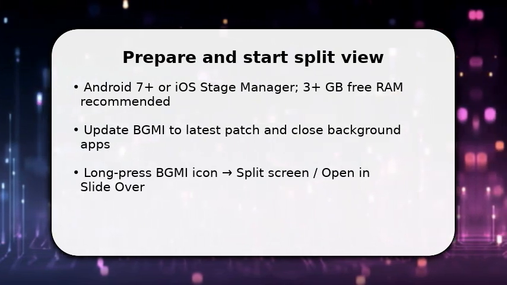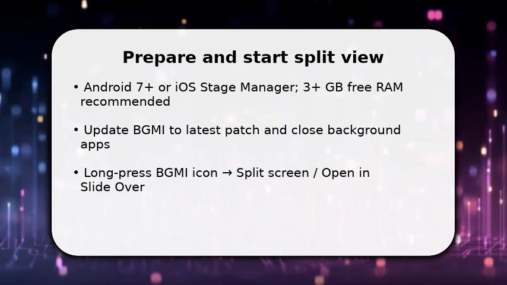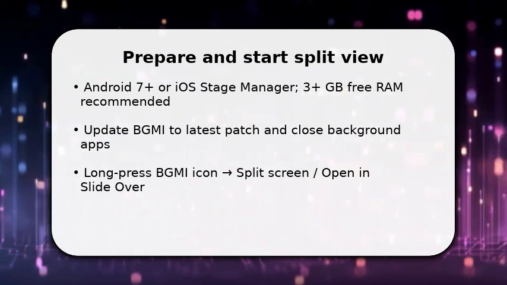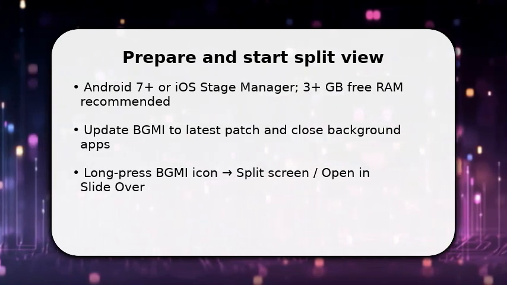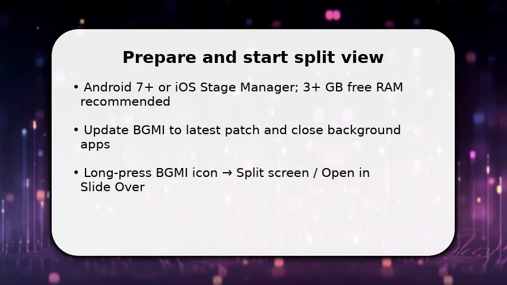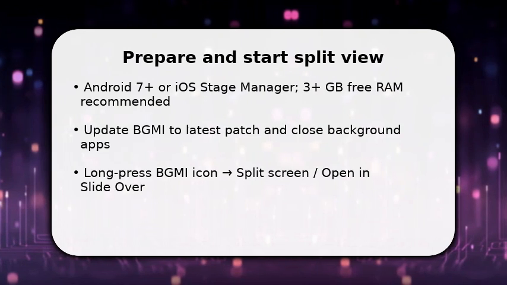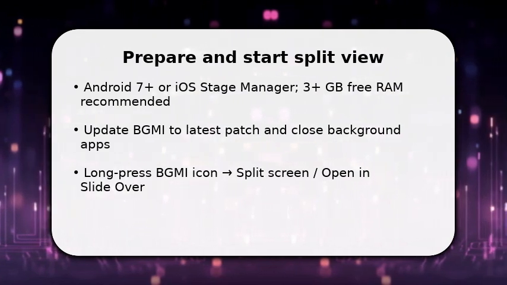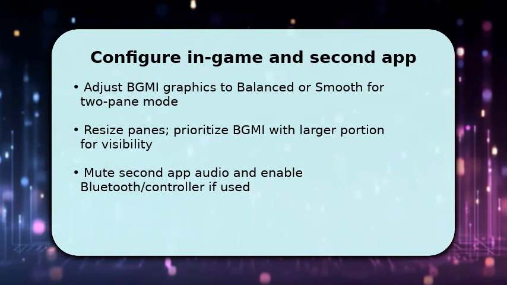First, open your app switcher and long press the BGMI icon to invoke Android Split Screen or iOS Stage Manager. Place BGMI in the top or left pane. Make sure the second pane hosts your communication app or map reference. This gets the dual-pane layout started and lets you keep gameplay visible while you monitor other tools without quitting the match. Once BGMI occupies one pane, make it usable.